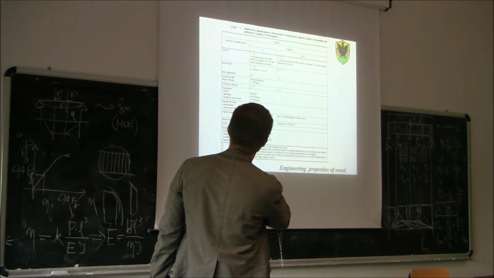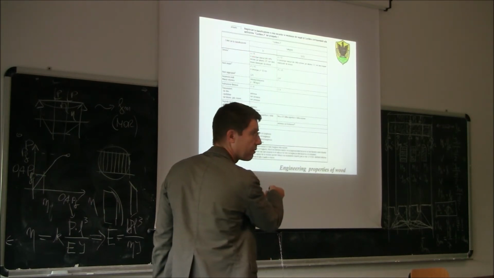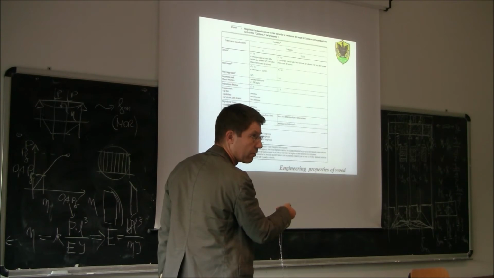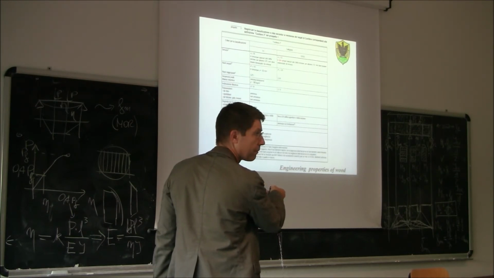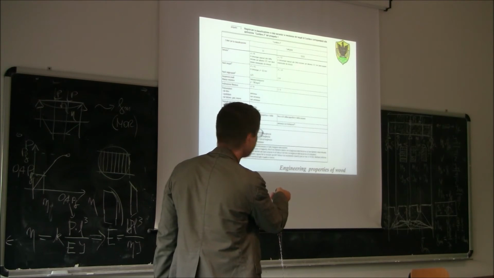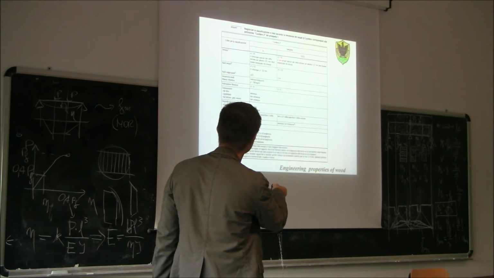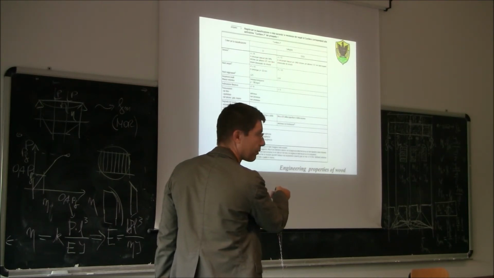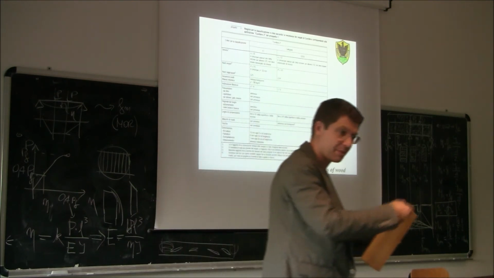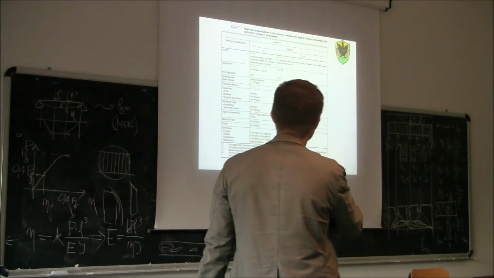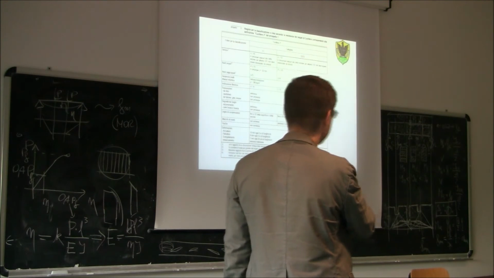Is this ratio less than 1 out of 8? If I got 1 out of 5, no, it's not. So it cannot be S1. It has to go to S2. Is 1 out of 5 lower than 1 out of 2? Yes. So my wood, since I have this problem, can only be classified as S2 or S3.